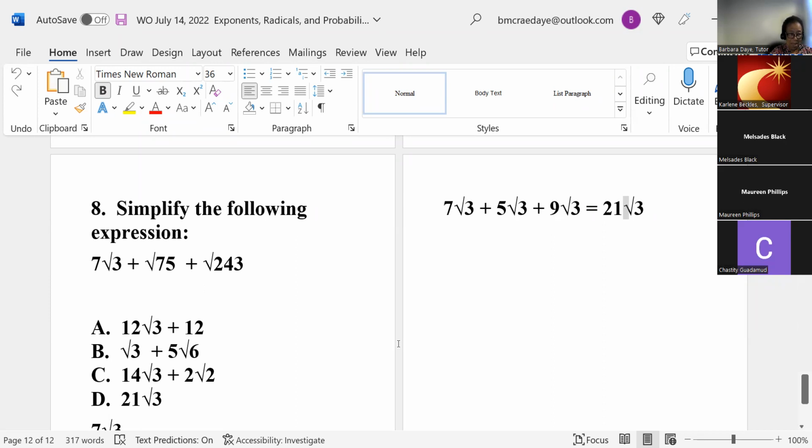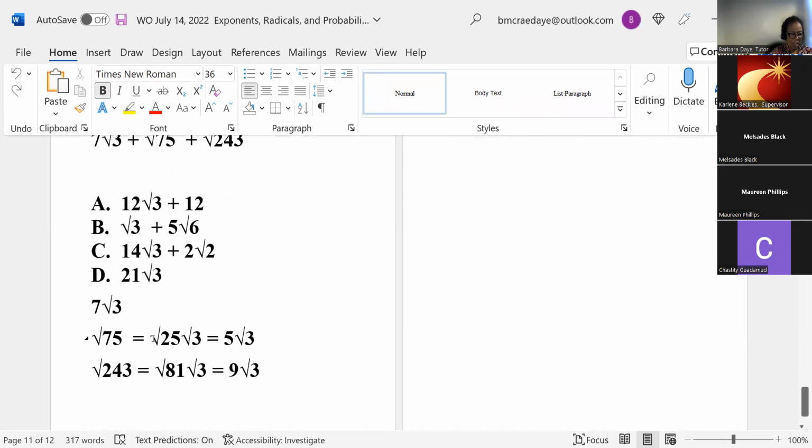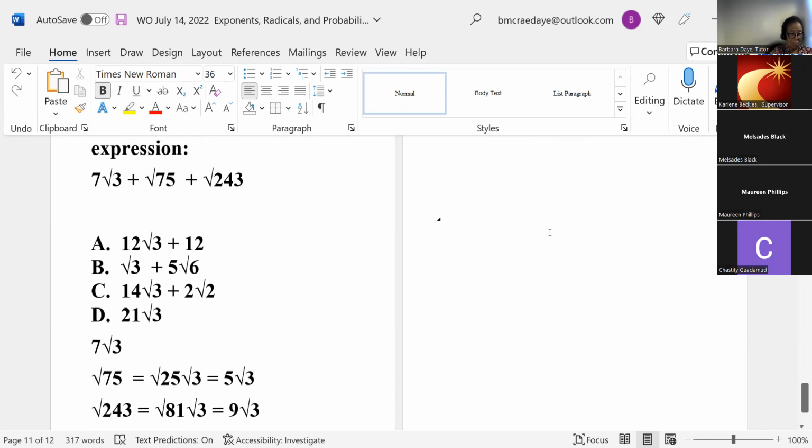Okay, but there's a method. You see the method, right? Take the radicals that do not have the square root of 3 and get them with the coefficient of square root of 3. So 3 into 75, 25 times. 3 into 243, 81 times. 81 is a perfect square, 25 is a perfect square. So we translated these into coefficient square root of 3. Then you can just add them.